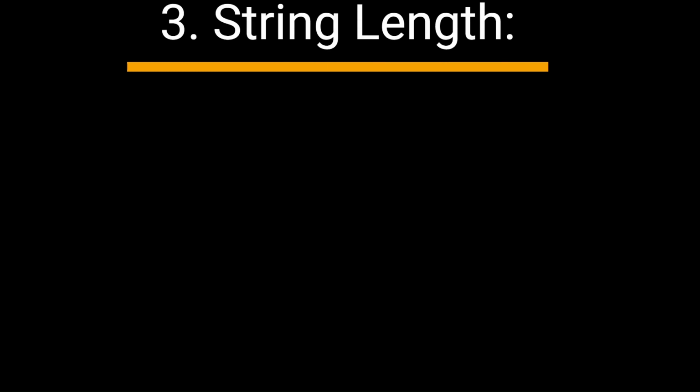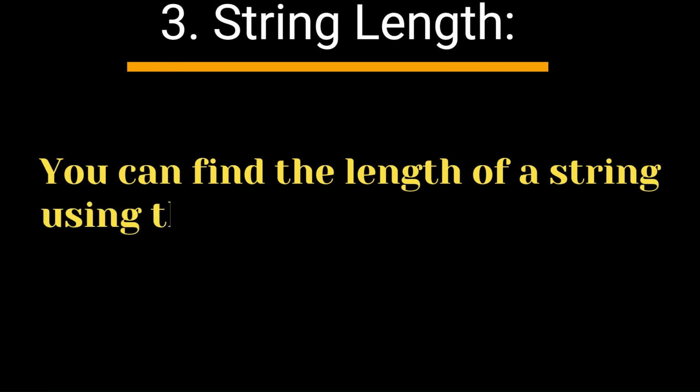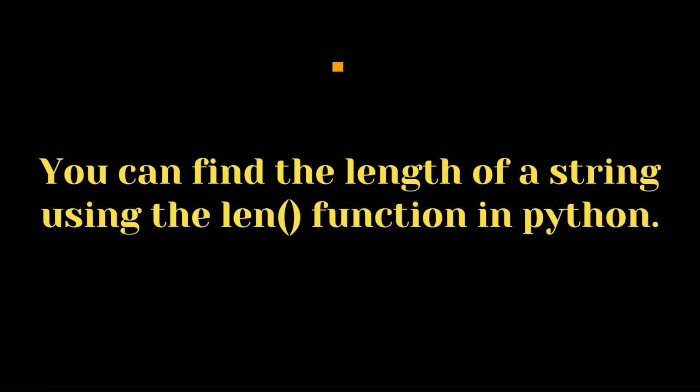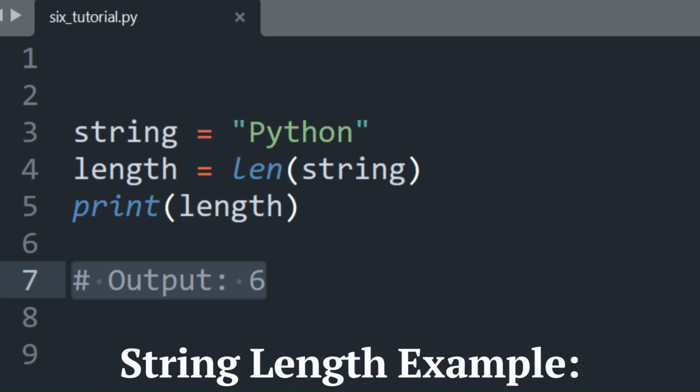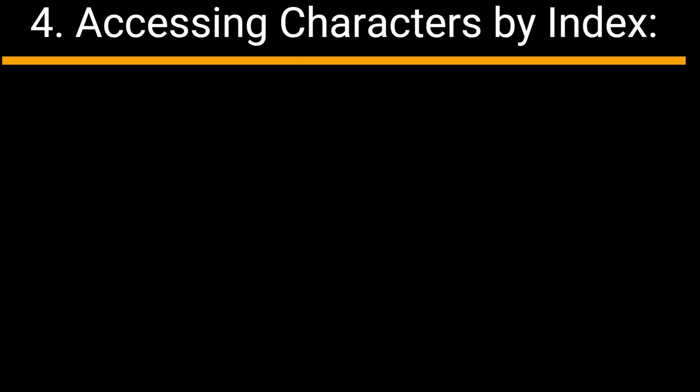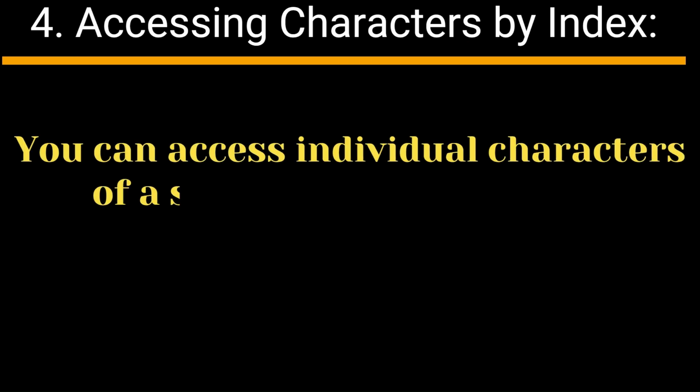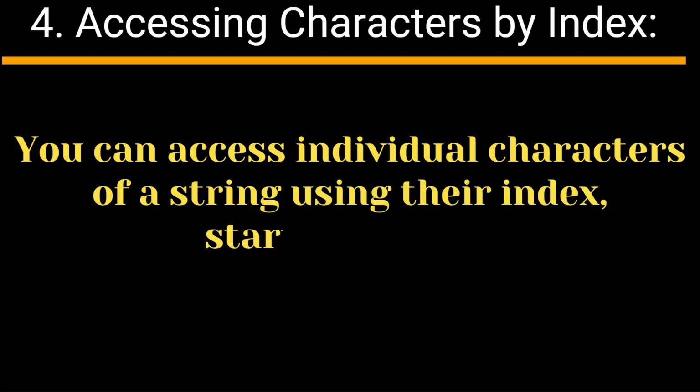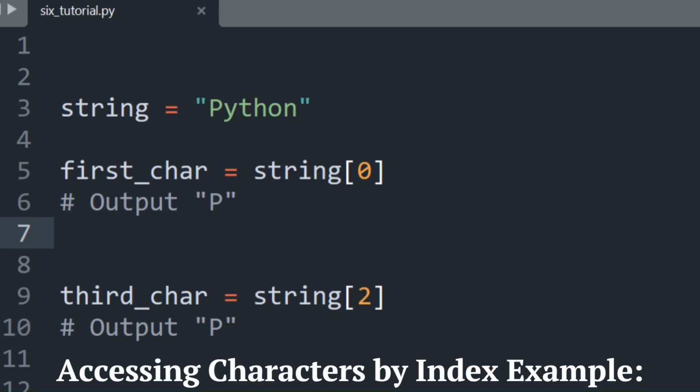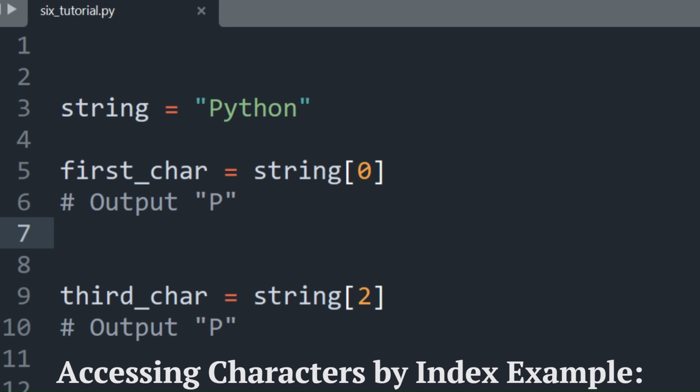3. String length. You can find the length of a string using the len function in Python. Here is the example. Run the Python file to see the expected result. 4. Accessing characters by index. You can access individual characters of a string using their index, starting from 0. Here is the example. Run the Python file to see the expected result.